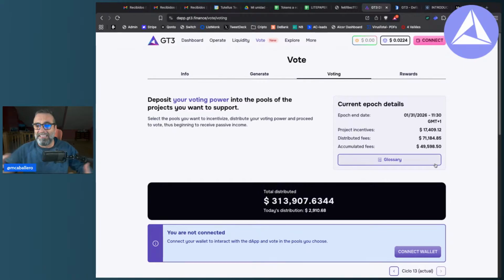So it's very easy at the end of the day to understand. GT3 is an excellent way to generate passive income. How do I generate passive income? Locking GT3. So the more GT3 I have, the more GT3 I lock, and the more time I lock it, the more voting power I get.